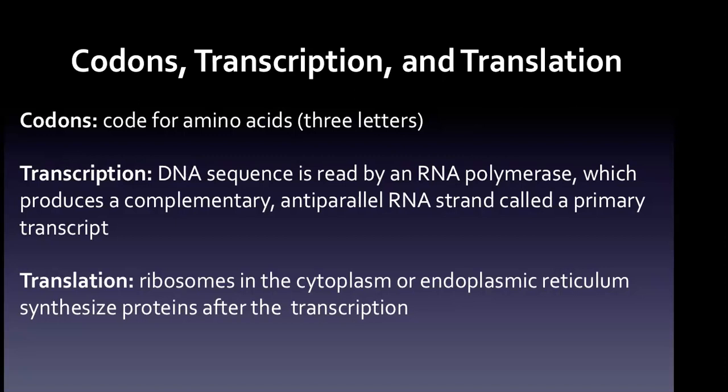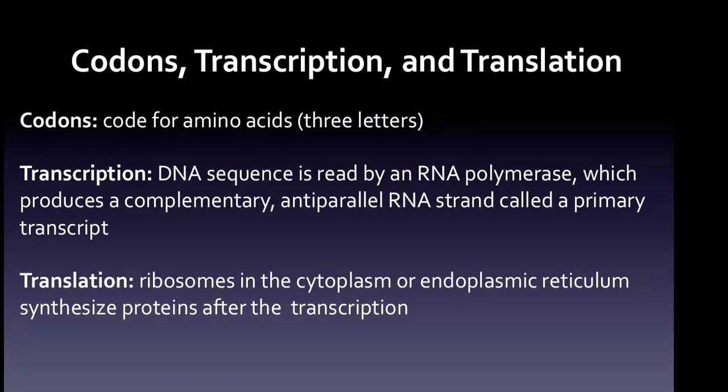Transcription is the first of several steps of DNA-based gene expression, in which a particular segment of DNA is copied into RNA, especially messenger RNA, by the enzyme RNA polymerase. Both DNA and RNA are nucleic acids, which use base pairs of nucleotides as a complementary language. During transcription, a DNA sequence is read by an RNA polymerase, which produces a complementary anti-parallel RNA strand, which is called a primary transcript.